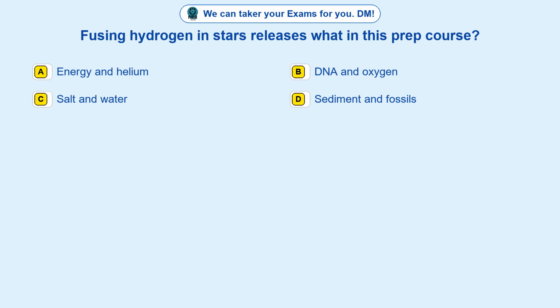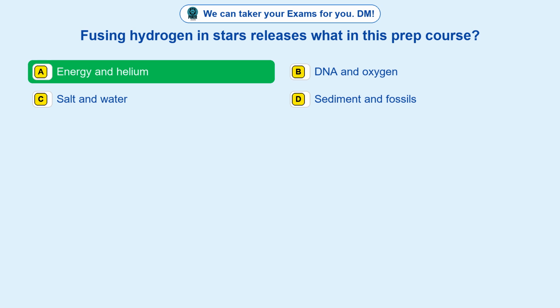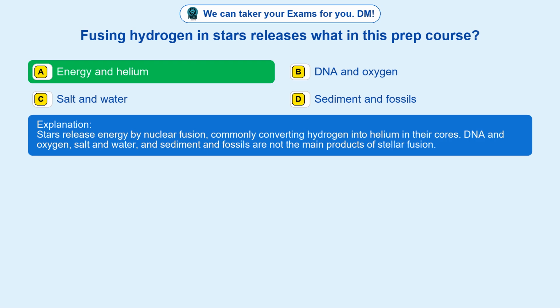Question 93. Fusing hydrogen in stars releases what in this prep course? Option A, energy and helium. Option B, DNA and oxygen. Option C, salt and water. Option D, sediment and fossils. The correct answer is option A. Energy and helium. Stars release energy by nuclear fusion, commonly converting hydrogen into helium in their cores. DNA and oxygen, salt and water, and sediment and fossils are not the main products of stellar fusion.